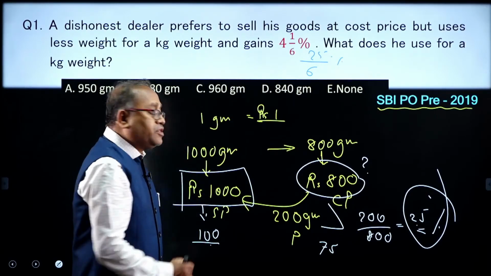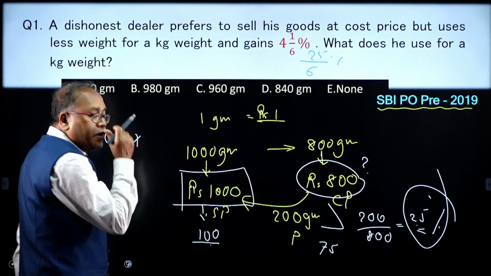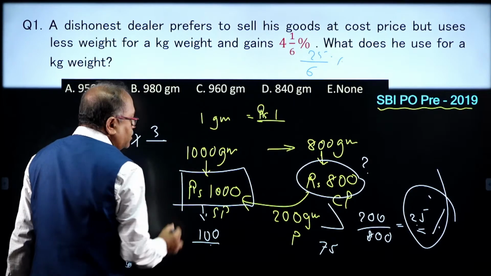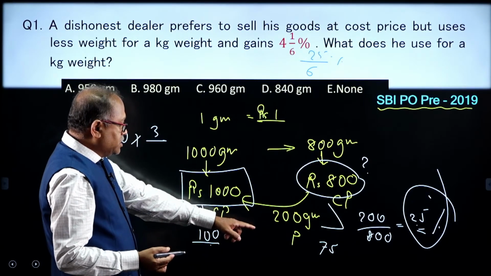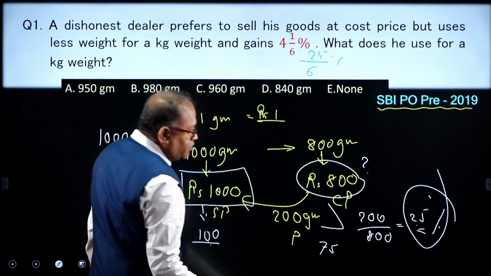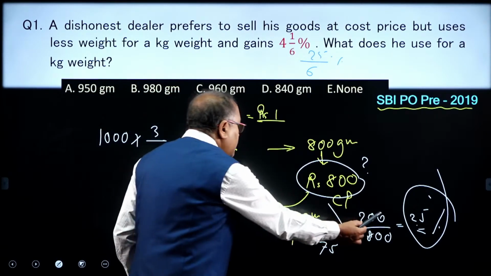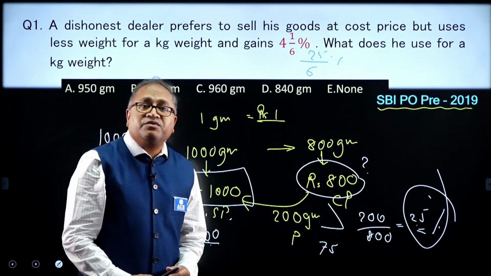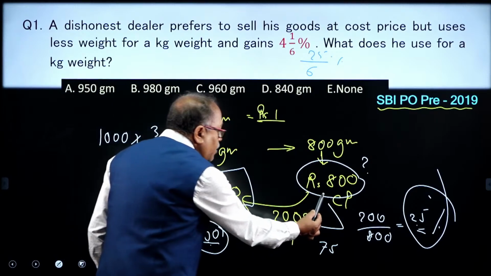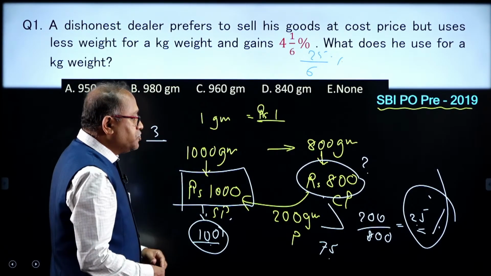Out of 1000, if I calculate 75%, which is 3 by 4, look at this one: 75% is the profit. Out of 100 there is a profit of 25% given to us, and we have this 100 given to us. So, I need to find out how much is the 75. What is the way to do that?